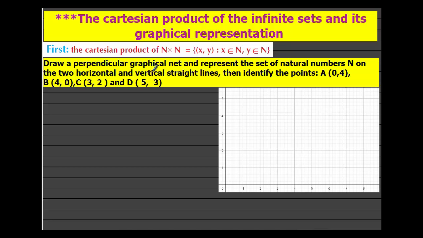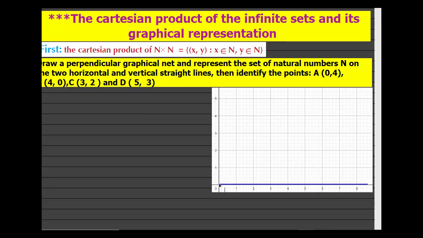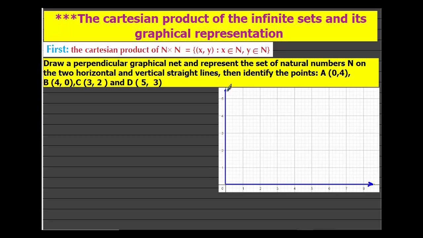Draw a perpendicular graphical net and represent the set of natural numbers N on the two horizontal and vertical straight lines. Then identify the points A(0,4), B(4,0), C(3,2), and D(5,3). So we draw a vertical line and a horizontal line. Here we have x and y. Here we have the elements of the natural numbers 1, 2, 3, 4, 5, 6, 7, 8, and so on. And we write x here 0, 1, 2, 3, 4, 5, and so on. Here we have y.